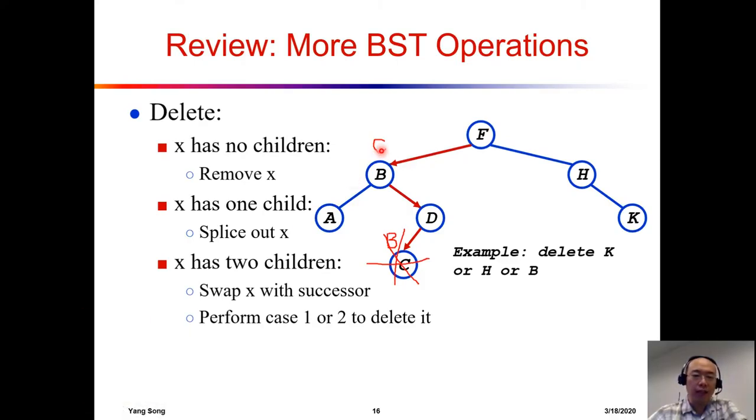You can see C will be here, and C is smaller than F, C is greater than A, and C is smaller than D. So this is still a valid binary search tree. That is the review part of the binary search tree, and I will see you in the next video.